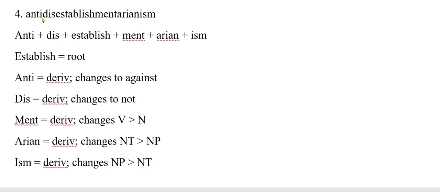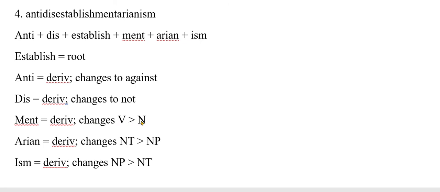So anti-disestablishmentarianism can be broken into anti, dis, establish, ment, arian, and then ism. Establish is the root. So anti is derivational, changes to against. Dis is derivational, changing to not. And then establishment, you're changing the word from establish, which is a verb, to establishment, which is a noun.